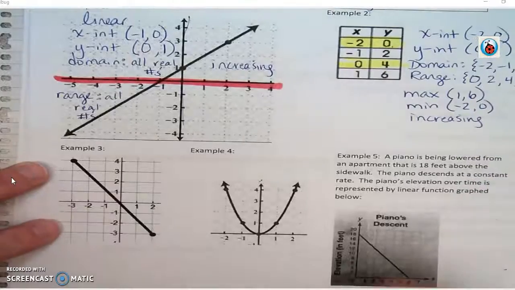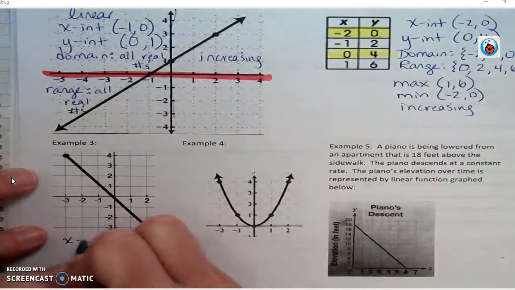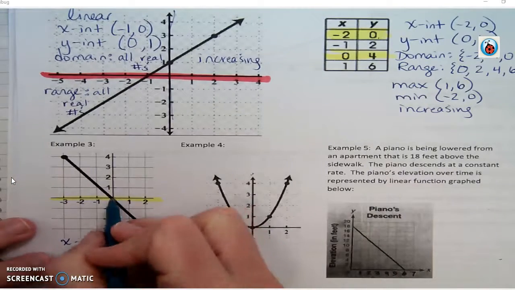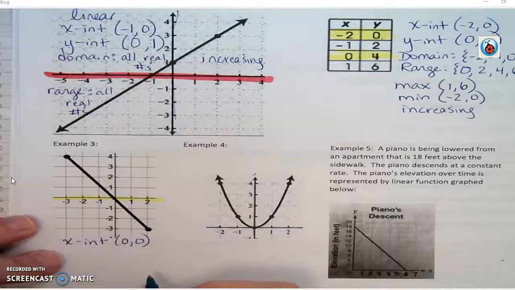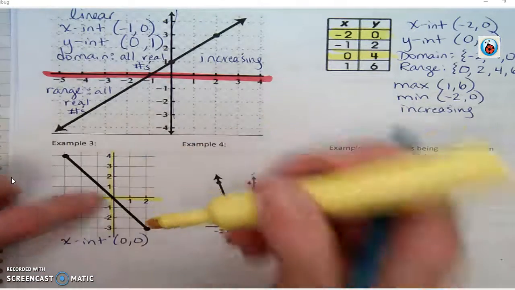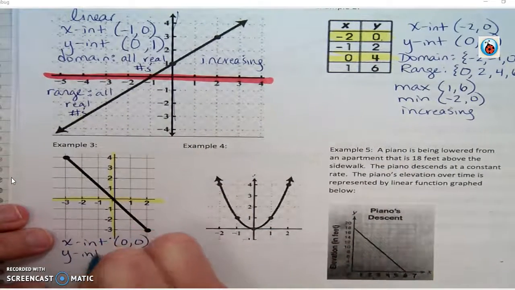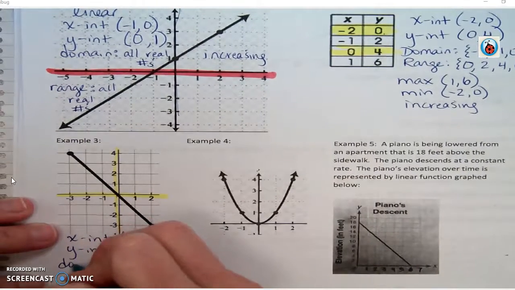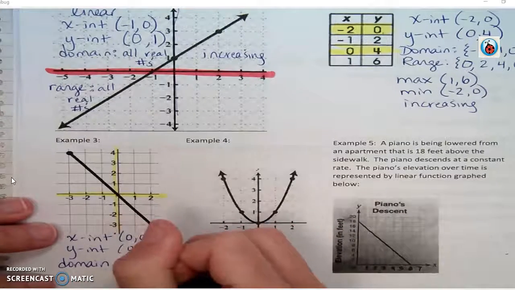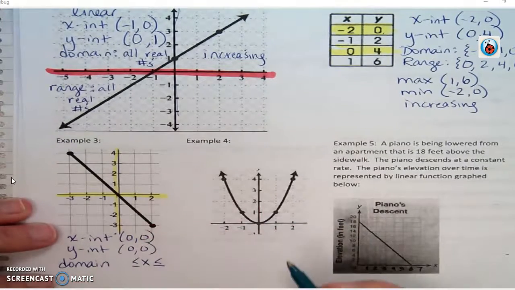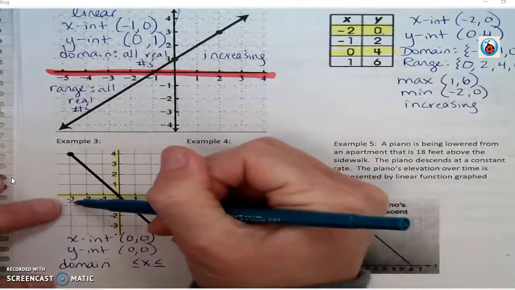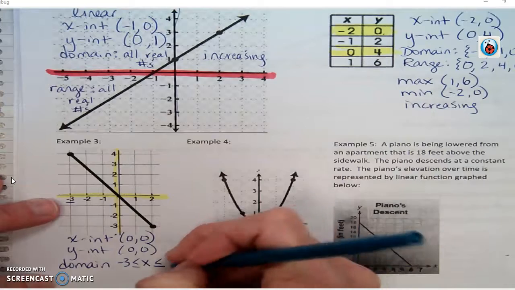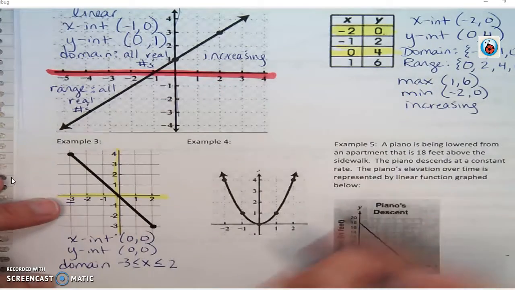All right, example 3. Your x-intercept is where it crosses the x-axis. It crosses the x-axis at (0, 0). Where does it cross the y-axis? Also at (0, 0). So your y-intercept is also (0, 0). The domain is your x values. This one we're going to write as an interval. The x's go from -3 to +2, and it stops. These circles mean that it stopped. There's no arrows.